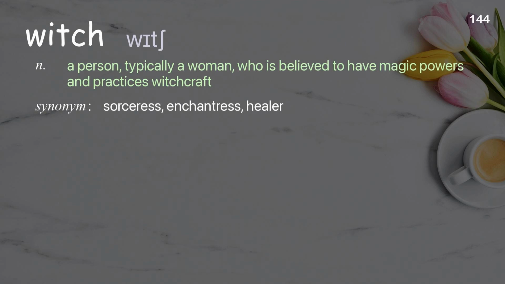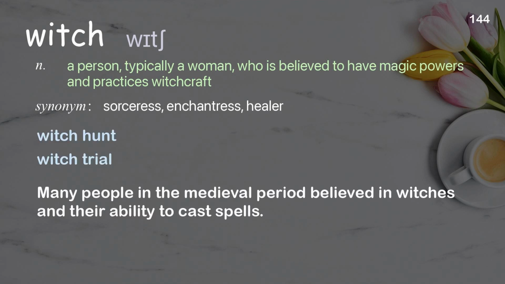Witch: a person, typically a woman, who is believed to have magic powers and practices witchcraft. Examples: witch hunt. Witch trial. Many people in the medieval period believed in witches and their ability to cast spells.